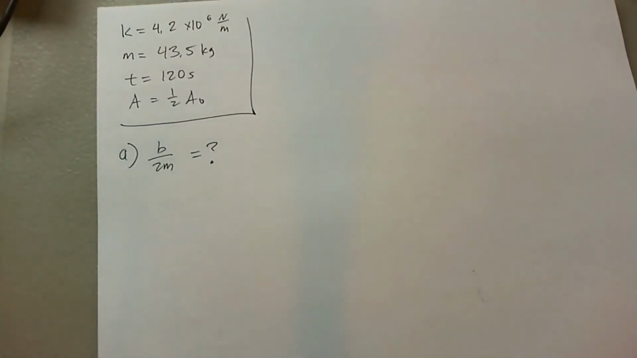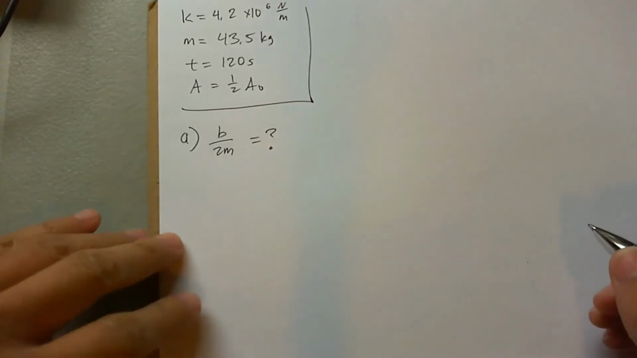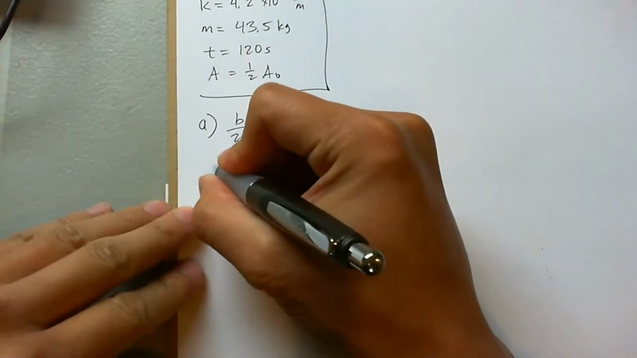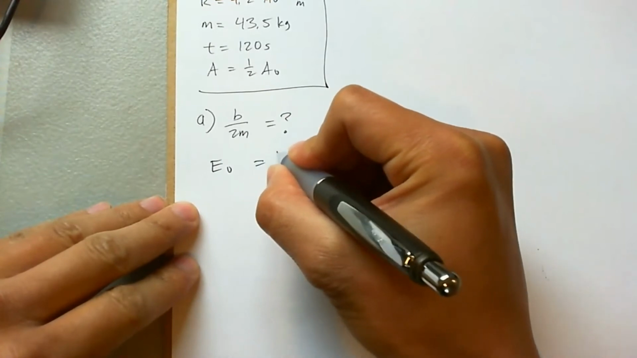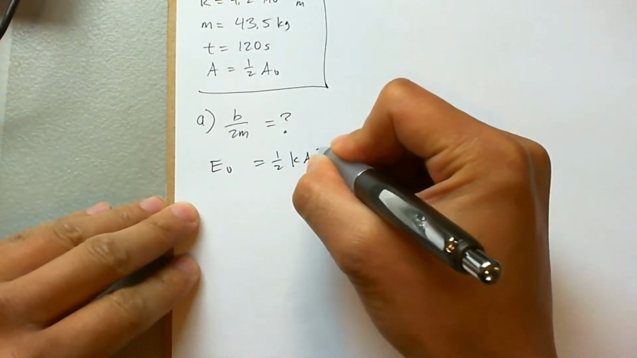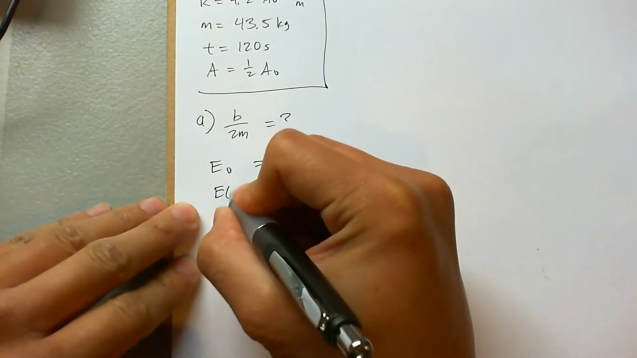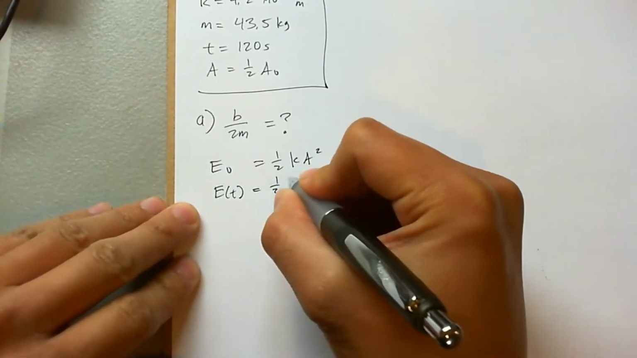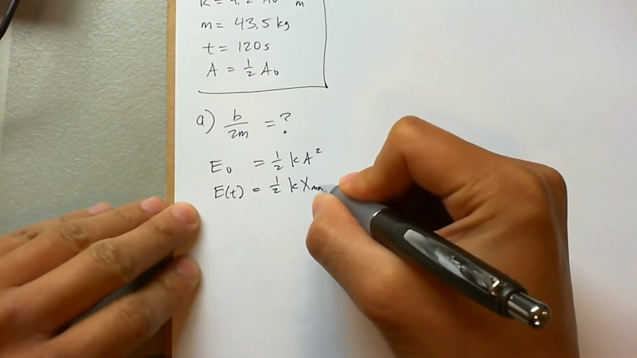There are very few options that we have for this particular problem because there are only a few equations relating amplitude differences for damped oscillators. One of the equations relating amplitude differences in damped oscillators as they oscillate through time is energy. The energy equations we're going to use are E naught equals 1/2 K A squared, and E of t equals 1/2 K x max squared.